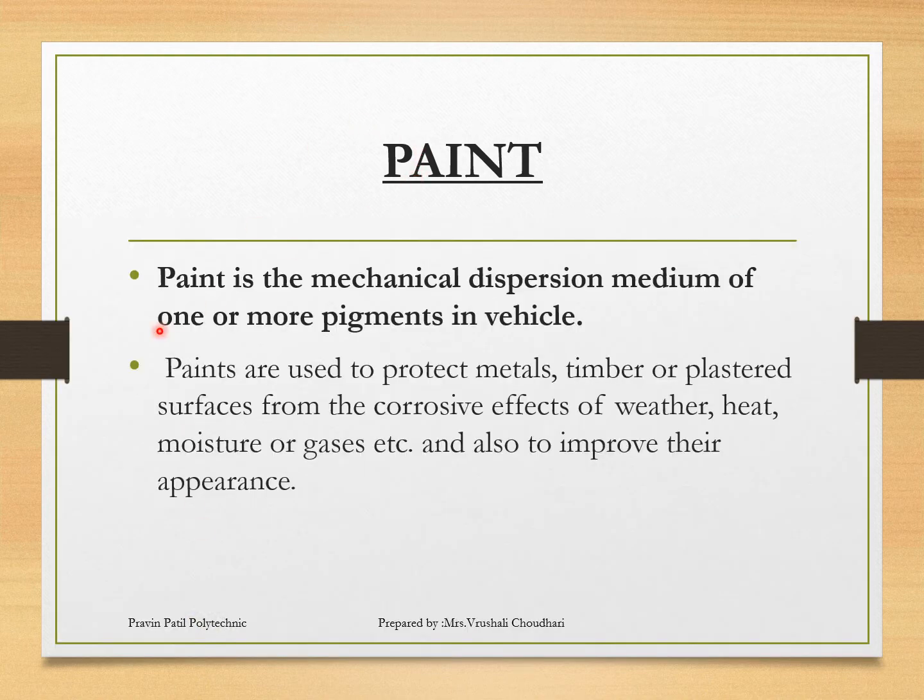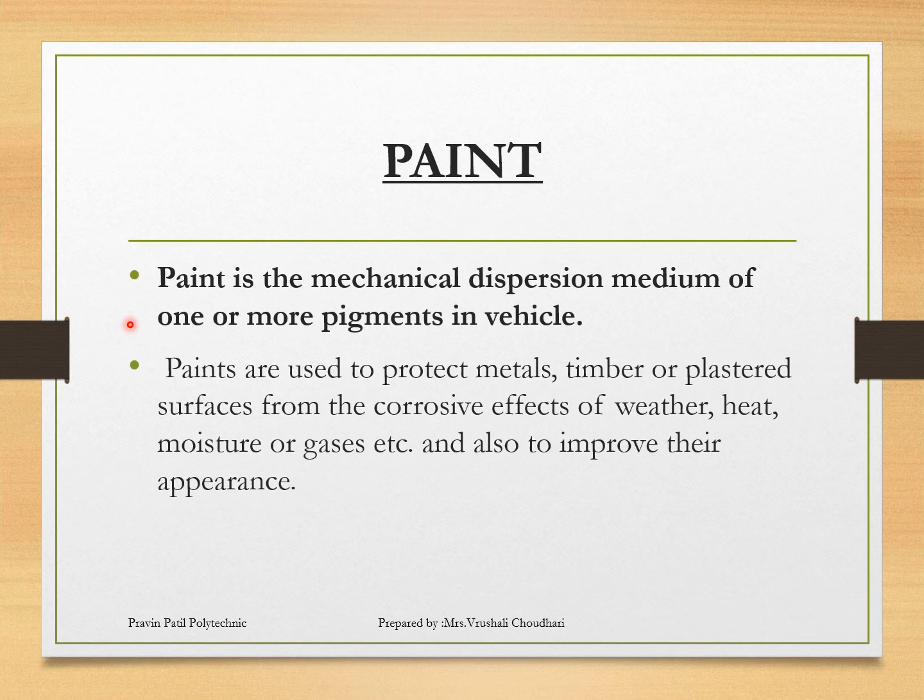What is a paint? Paint is the mechanical dispersion of pigment in a vehicle. What is the meaning of dispersion? The solid pigments are dispersed, spread in a liquid medium, that is called mechanical dispersion. Pigments are very small fine particles. They do not get dissolved in the medium. They are just spread in that medium, the vehicle or the liquid.